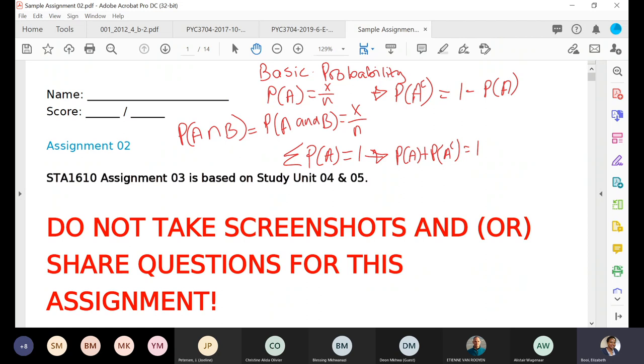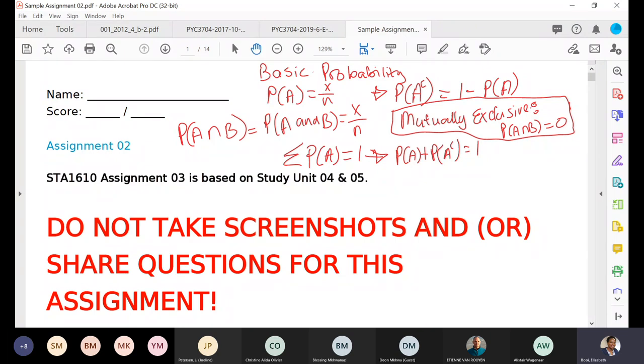But then you also need to remember the following: if events A and B are mutually exclusive, it means they cannot happen at the same time, then for mutually exclusive events the probability of A and B will be equal to zero, because those events cannot happen at the same time. That you need to remember. But if they are not mutually exclusive, then the probability of A and B will be the observations satisfying that event divided by how many there are.